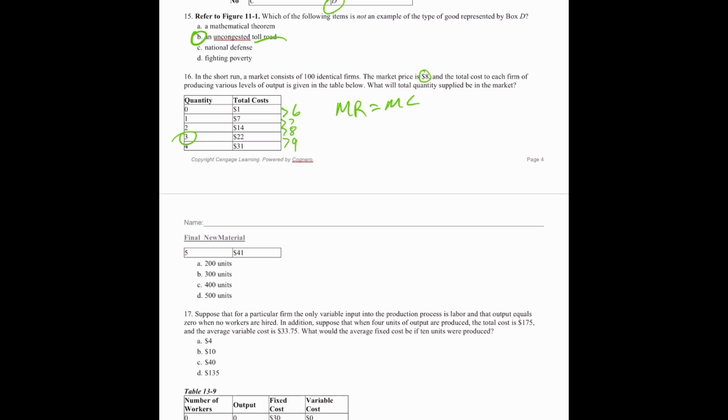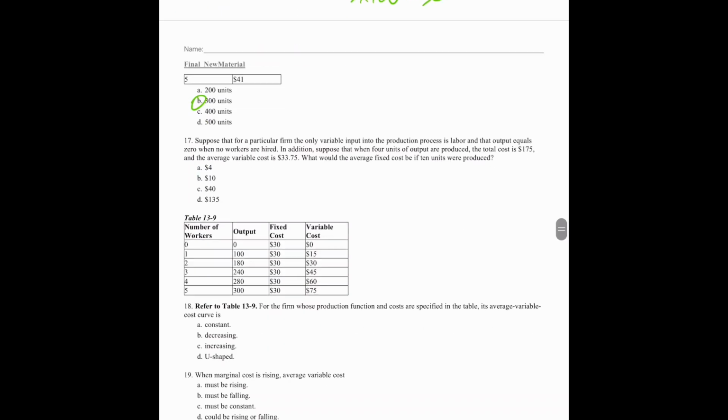So then we know we're going to stop producing at that third unit. Each firm stops producing at that third unit. We have 100 identical firms. 3 times 100 is equal to 300. So we get a solution of 300 units.